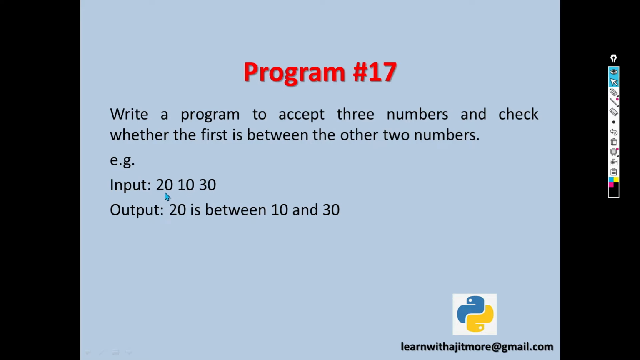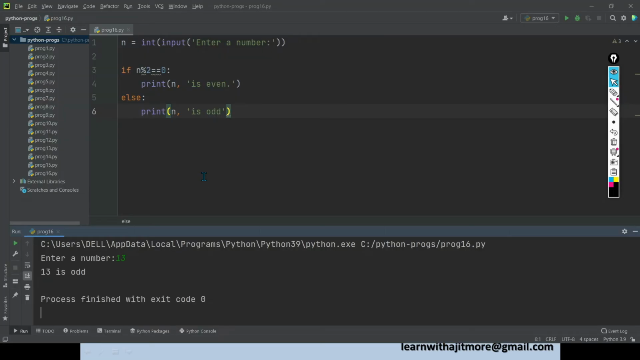For example, if the input given is 10, 10, 30, still the answer should come: 10 is between 10 and 30. Meaning whenever you check boundaries, whenever you check between, the boundaries are also inclusive. Okay, so let's quickly move to PyCharm and we will try to write the solution for this problem number 17.